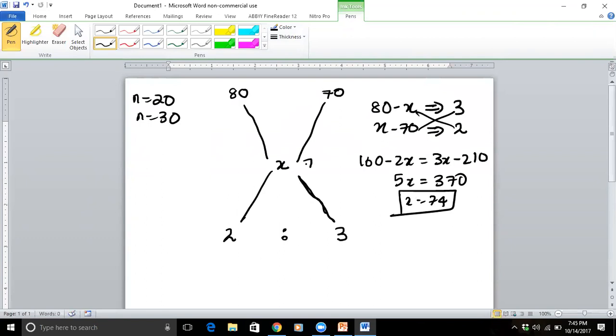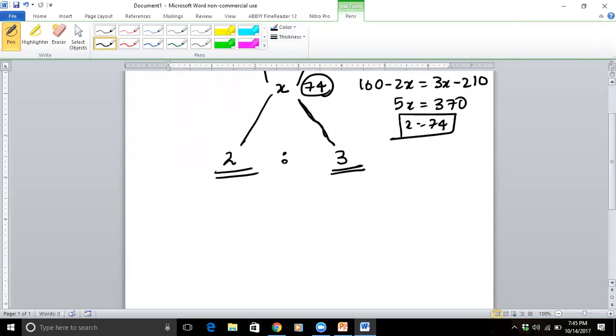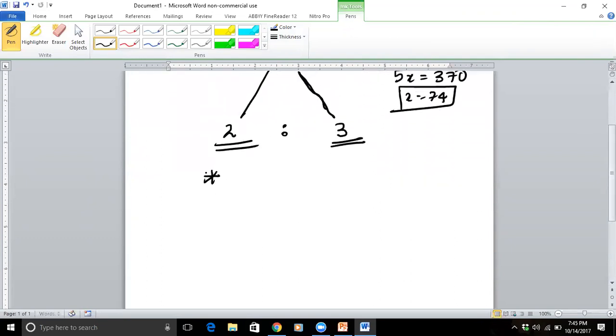So we get the same 74 value by using the concept of the ratio of the number of students in the classes, which is 2 is to 3. Now the good thing about using the alligation of the mixture diagram is you do not only pertain yourself to using the alligation of the mixture diagram only while mixing solutions.